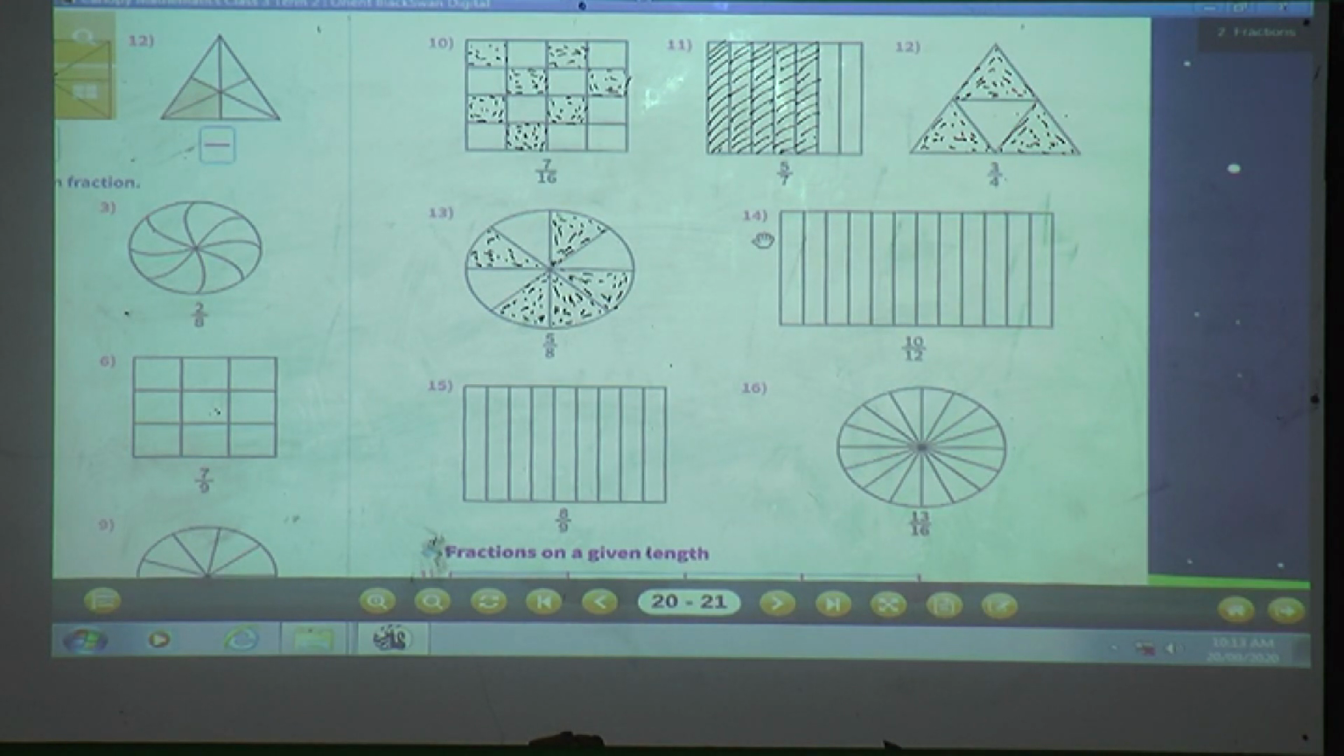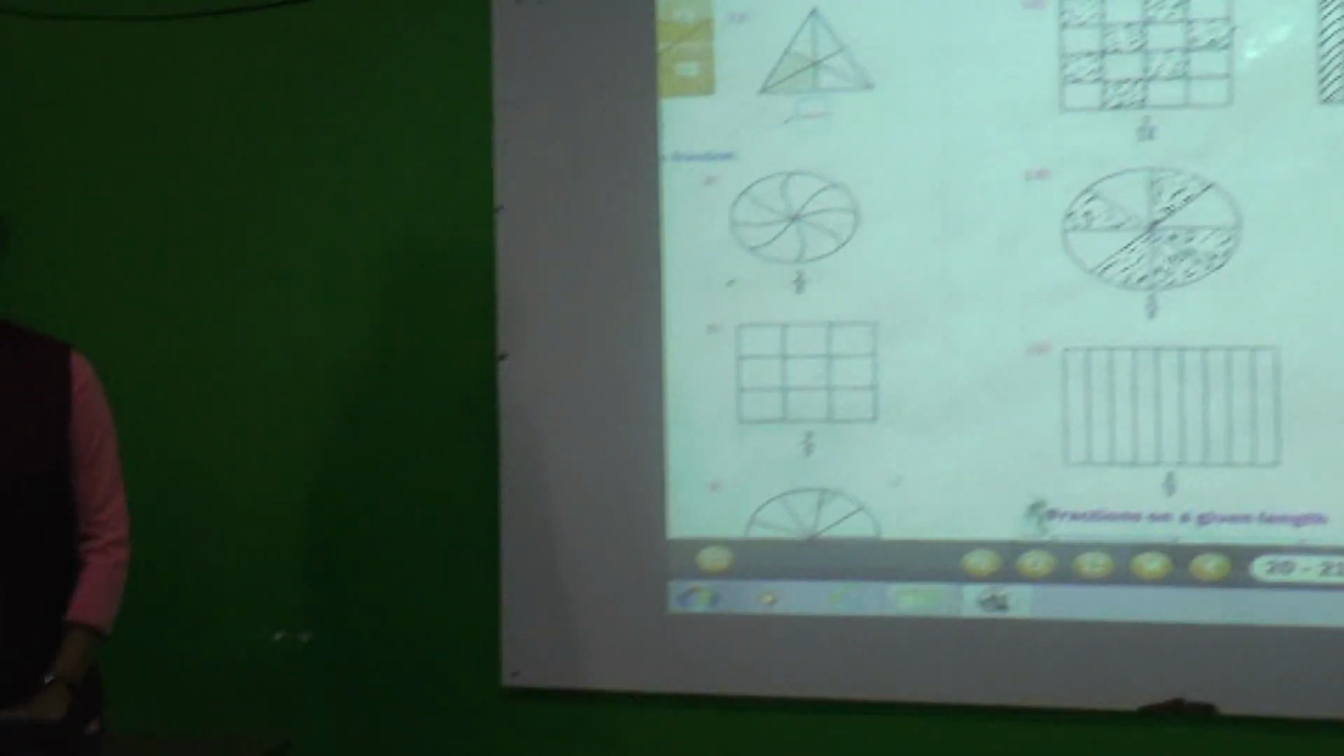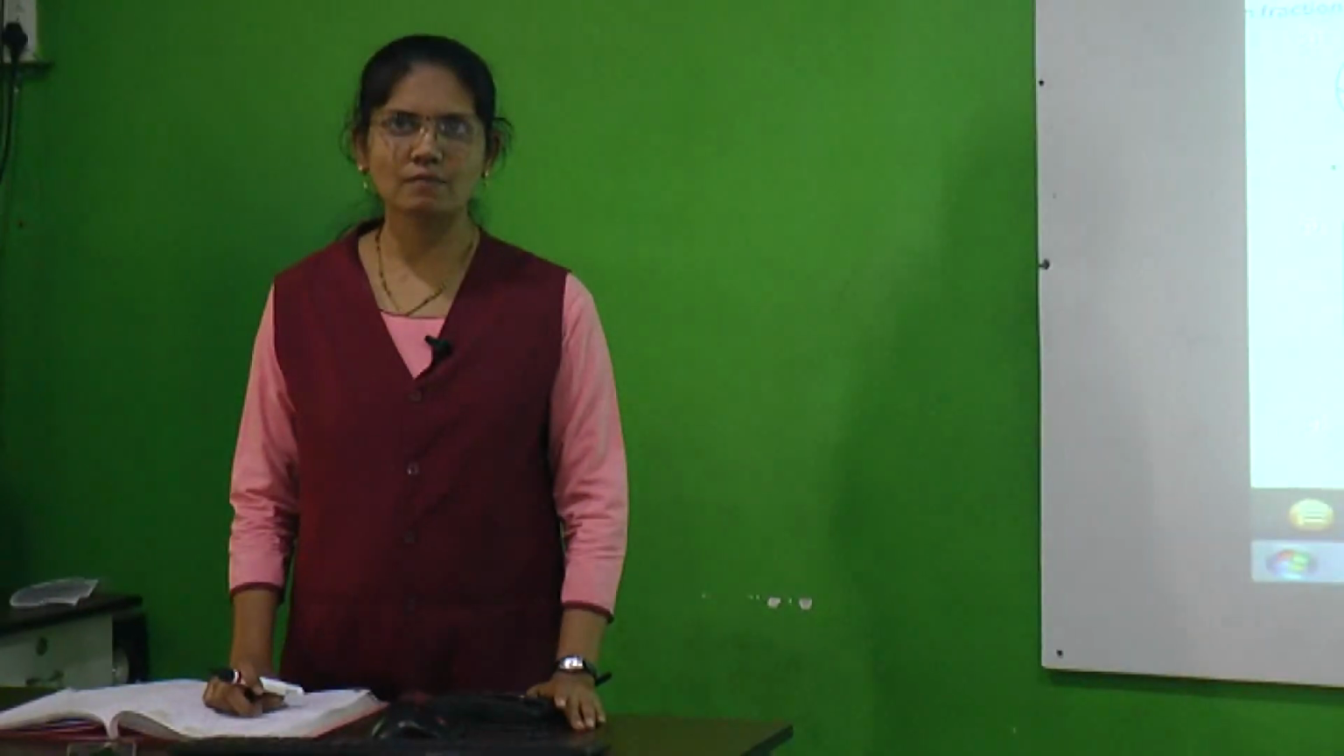2.5. Okay, so in this way today we have seen what is meant by numerator, what is meant by denominator, and with the help of that we have solved today 2.4 and 2.5.